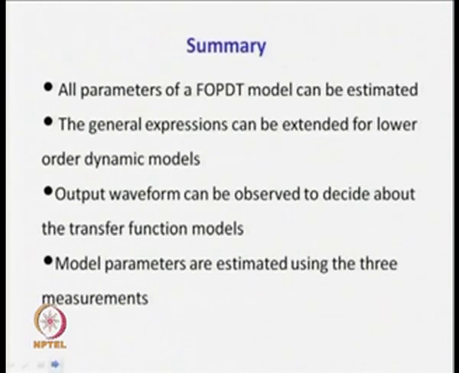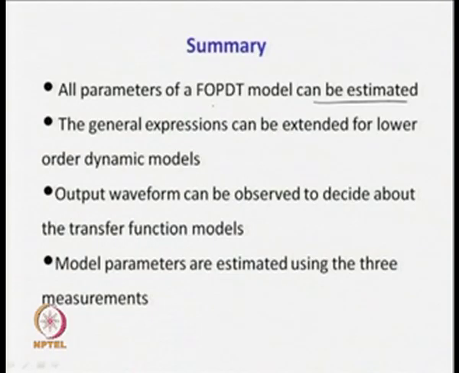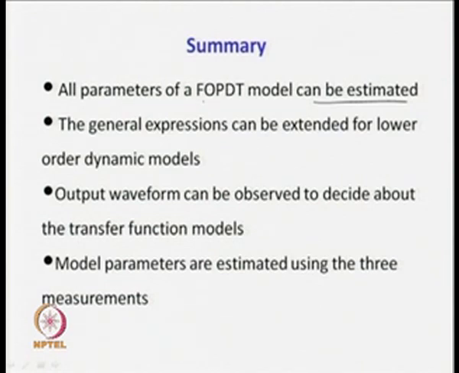So, let me summarize all the parameters of a first order plus dead time transfer function model, whether the transfer function model is for stable or unstable first order plus dead time systems, does not matter. All the parameters of the transfer function model can be estimated using the expressions we have derived. So, three expressions can be made use of to estimate the three unknowns of the first order plus dead time transfer function models. The general expressions we have obtained can be extended for lower order dynamic models.